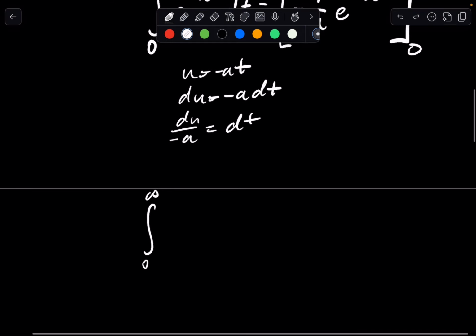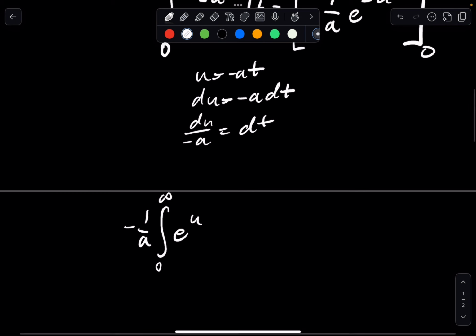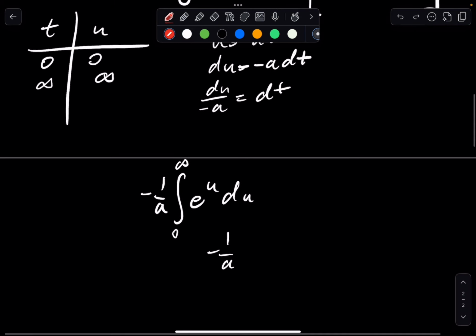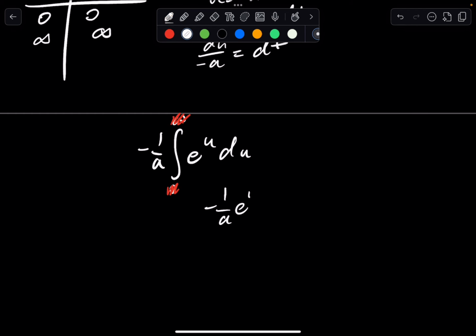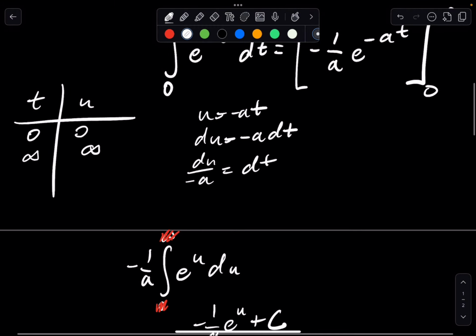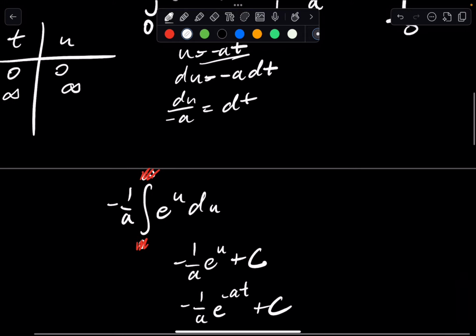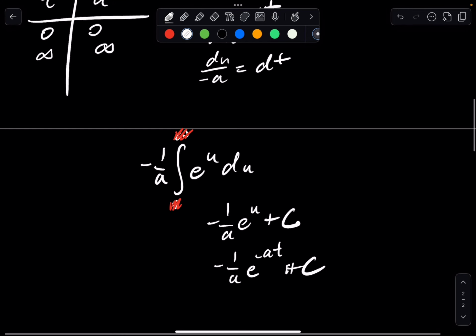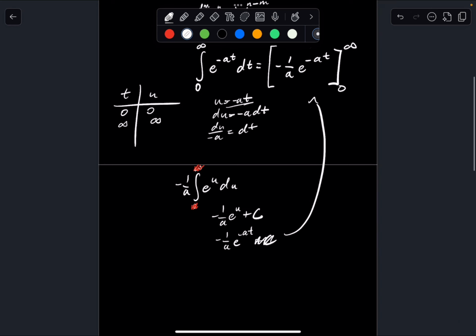So we get negative 1 over a, which is just a constant, so we can pull this out. Negative 1 over a, and then we have e to the u du. If I ignore the bounds for now and get my indefinite integral, I would have negative 1 over a e to the u plus c, and then negative 1 over a e to the, what is u? We have negative at, just like this, plus c. And since we're evaluating definite, we ignore the c, so we drop this, and voila, we have what we had right here. But I kind of skipped that step.